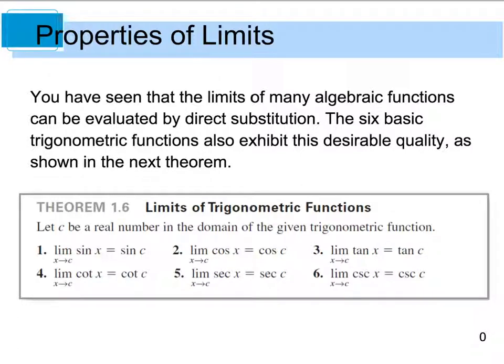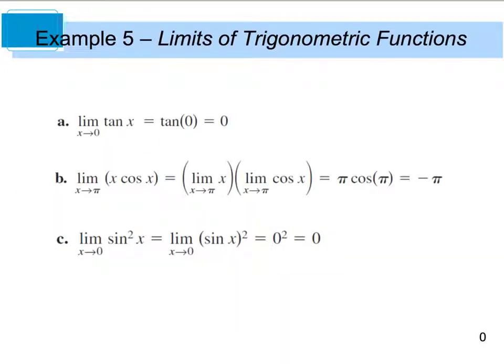Now we will have to be careful if we ever get a value that does not exist. But for the first part of this section, we will not. Just direct substitution. You can see the tangent of 0, plug in 0. x cosine x, we're going to plug in pi for those. So basically we're going to get pi times cosine of pi. Cosine of pi is negative 1, so that's how we get negative pi.